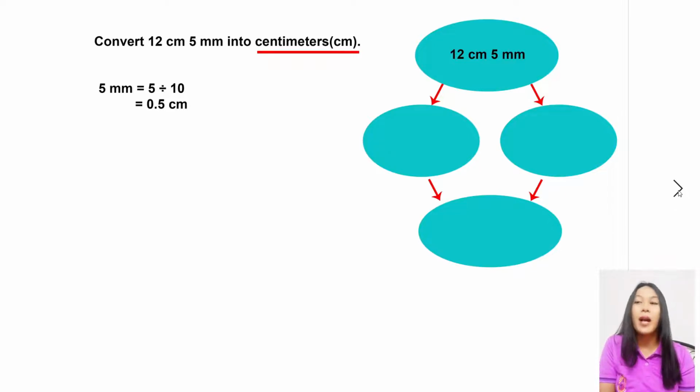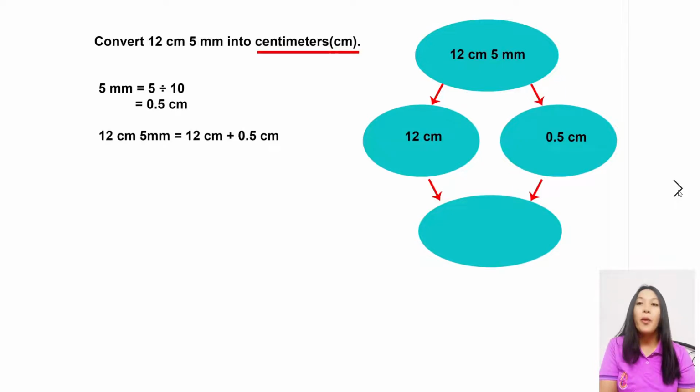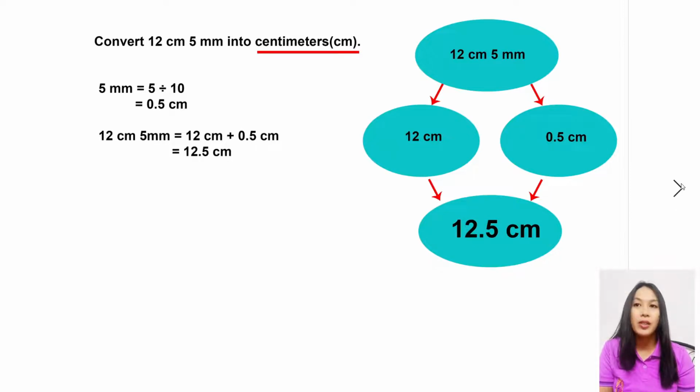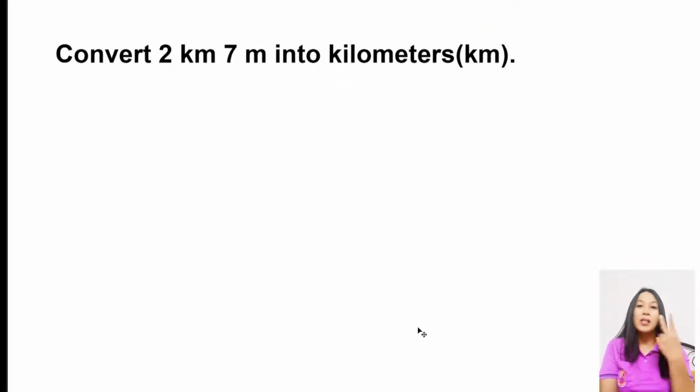The next thing we have to do is add 12 centimeters and 0.5 centimeters. So 12 plus 0.5, we get an answer of, that's correct, 12.5 centimeters. It means that if you convert 12 centimeters 5 millimeters into centimeters, it is equivalent to 12.5 centimeters. So let's continue.